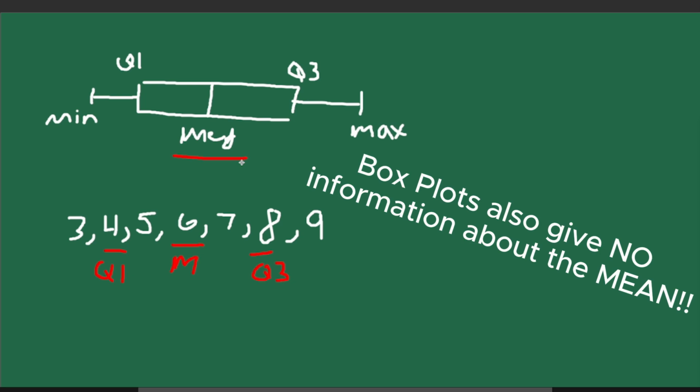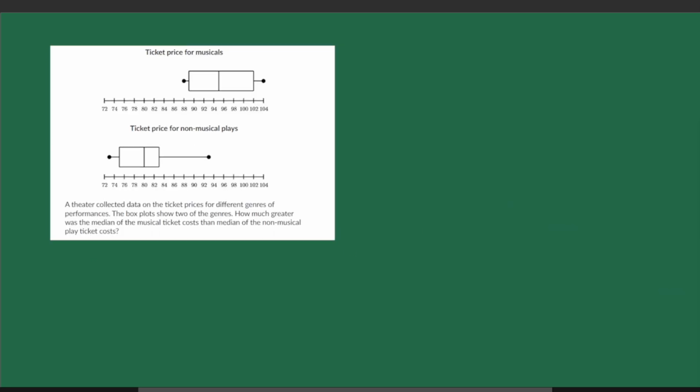So this is another key concept you guys really need to dial in on if you want to do well on the SAT. You might see a box plot and you might have zero clue what's going on. So let's go. Here's an SAT problem. You're given collected data and these are the box plots. How much greater was the median of the musical tickets than the median of the non-musical tickets?